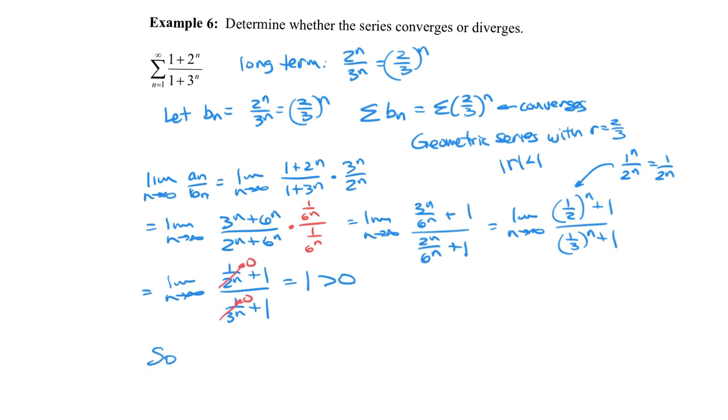So since it's greater than 0, if you look at our limit comparison test, we can say the series from 1 to infinity of 1 plus 2 to the n over 1 plus 3 to the n converges by limit comparison test. So again, the things we need to mention: the test we used, our conclusion. Since it's a comparison test, we need to mention the series we're comparing it to, geometric series. And then our argument is all this stuff here.